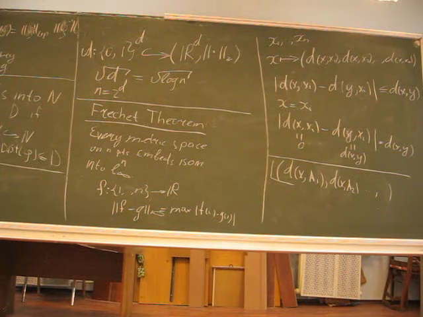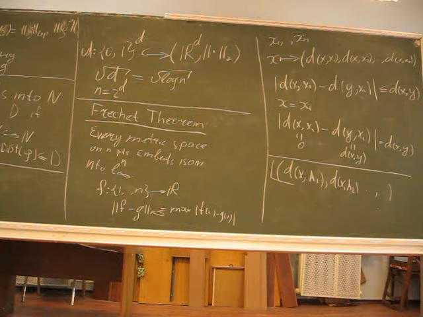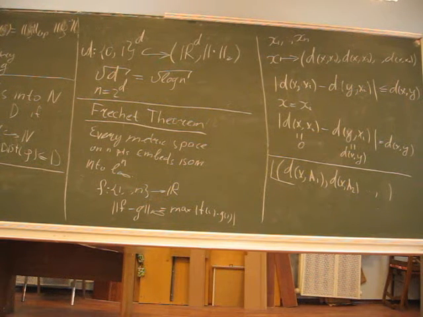So let me recall the definition of the space L1, and I'll use a slightly non-standard definition. The space L1 is a family of random variables, and the distance between two variables xi and eta is equal to the expectation of the absolute value of their difference.